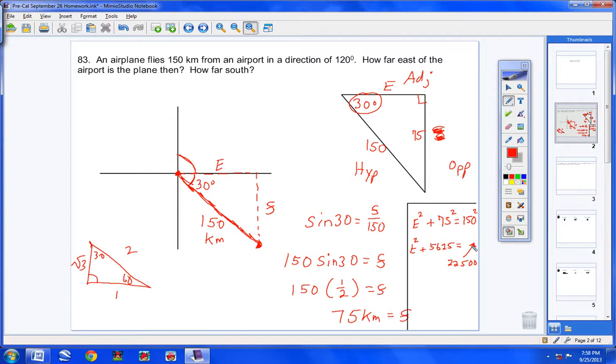Now, let's subtract 5,625 from both sides. And if you do that correctly, you will be left with E squared equals 16,875. And now let's take the square root of both sides. The square root of E squared is E, and the square root of 16,875 would be 129.9. So I'm going to go ahead and just put 130. So now we know how far east the airplane is from the airport. It's 130 kilometers. Not too bad.